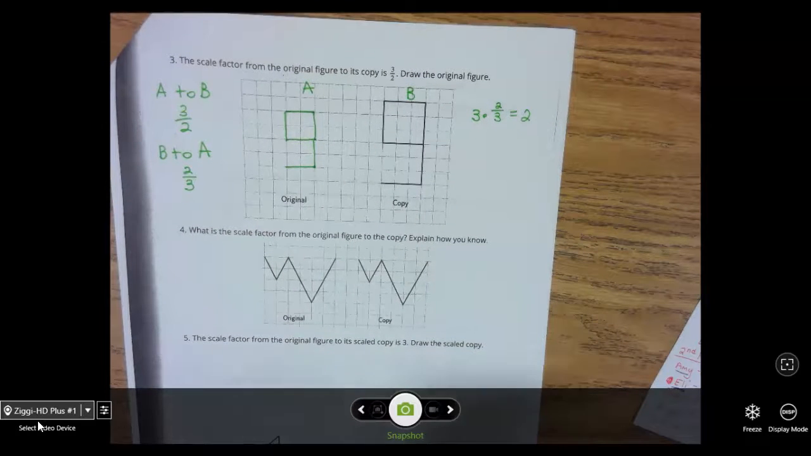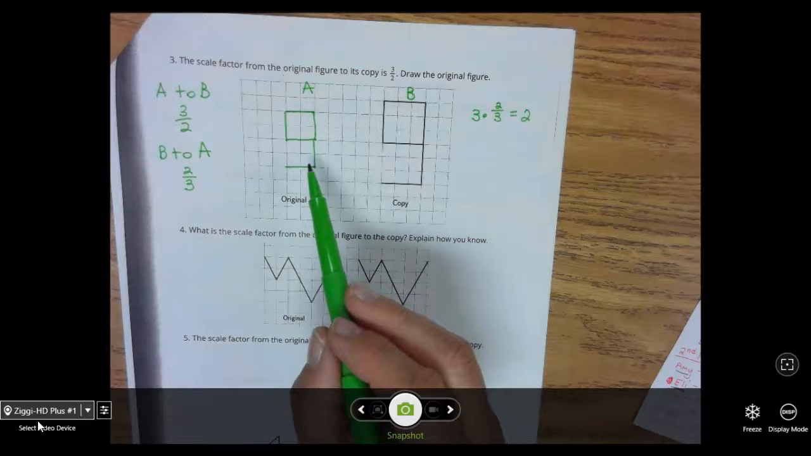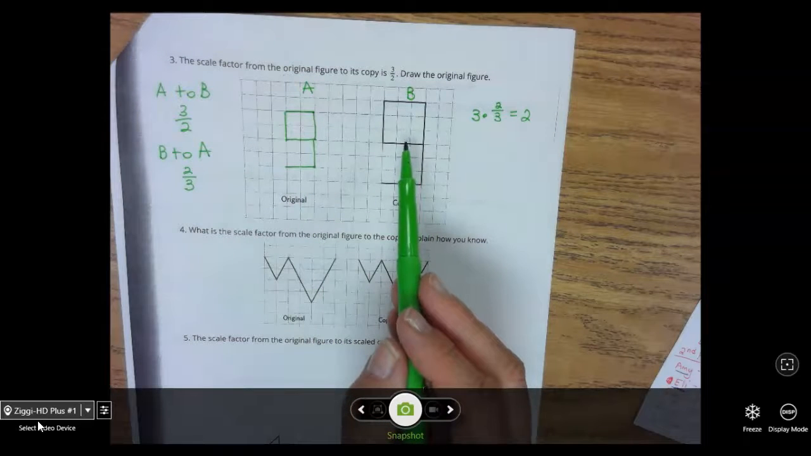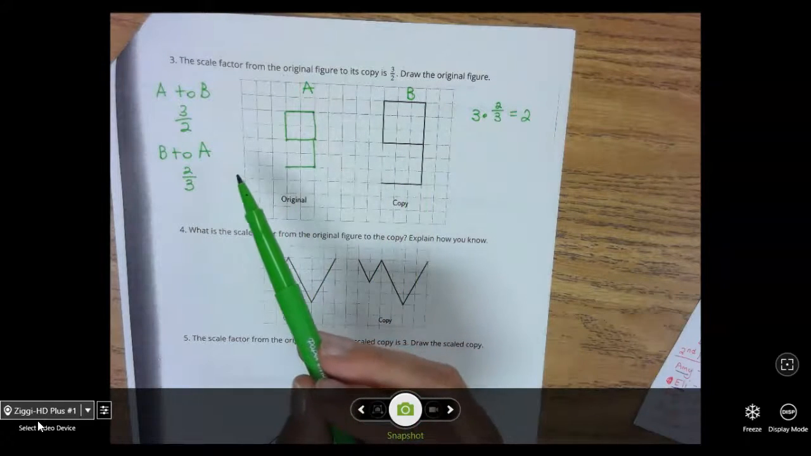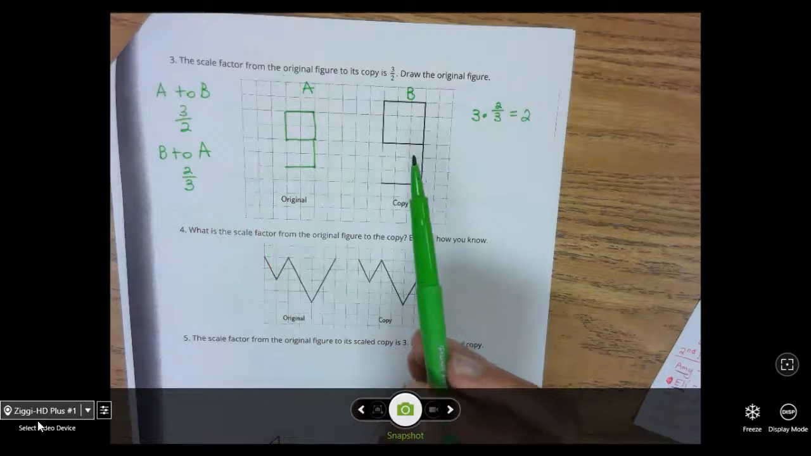Well, actually, this was the original. Remember, from A to B was 3/2. If this was my original, coming back, it would be 2/3.